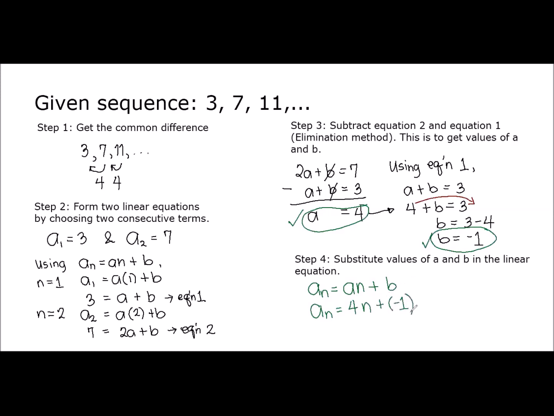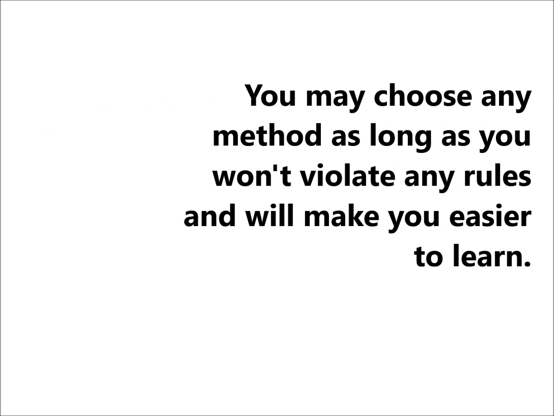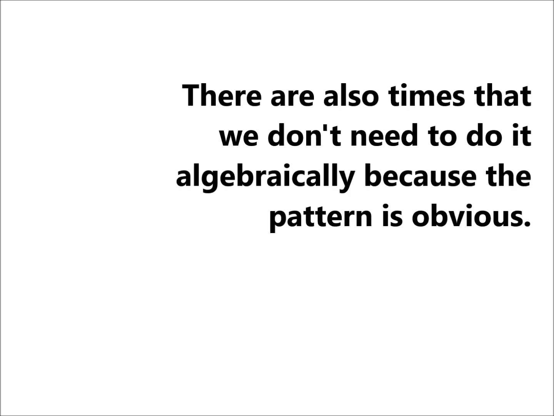Then as you can notice, we can still simplify. So we will get a sub n is equal to 4n minus 1, which is similar to what we got a while ago. So I will not insist on any method. Choose whatever will make your life easier in solving this kind of problem. Okay? There are times that we don't need to do those things because sometimes the pattern is obvious.